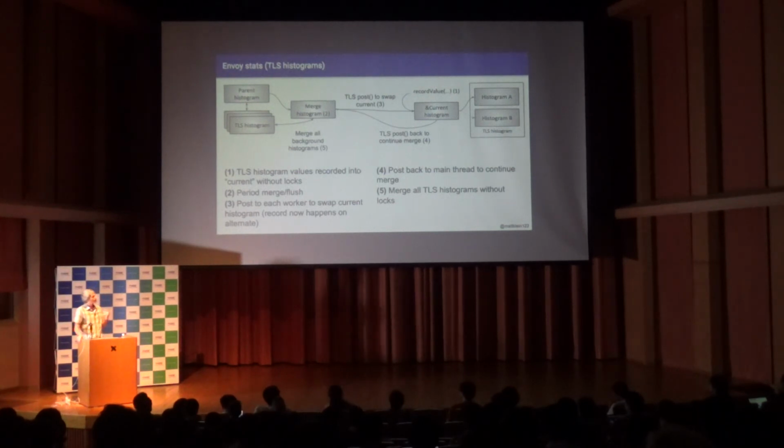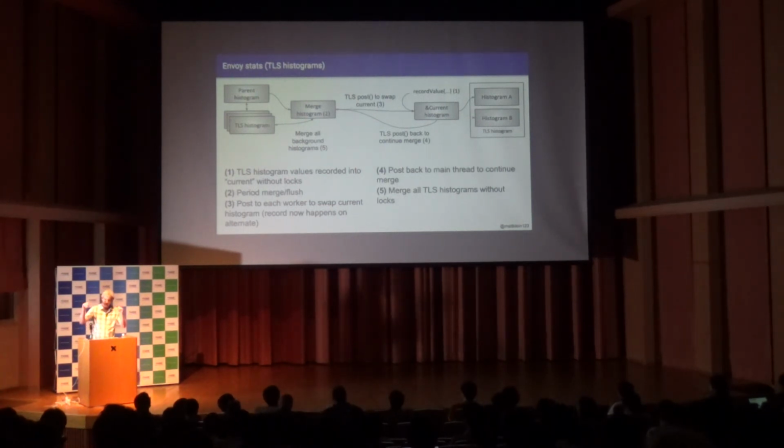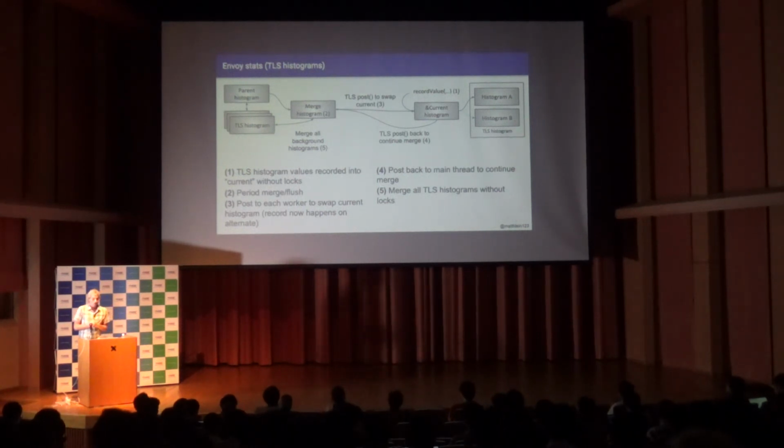The way the merge process works is that the main thread says, hey, I would like to do a merge. The main thread will send a message, effectively using RCU or a TLS post, to all of the worker threads, and say, please swap your current histogram from A to B or from B to A, and tell me when you're done. So it's a barrier.